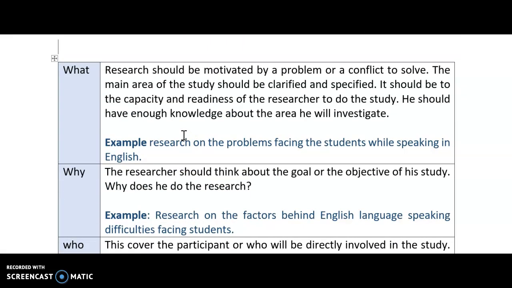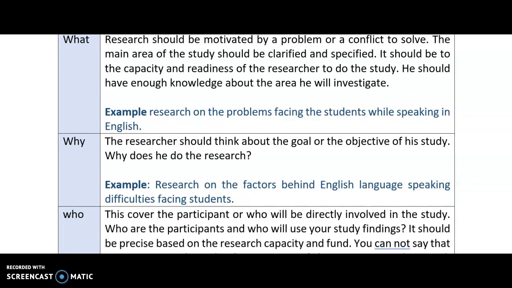Now these 5 WH questions start, for example, with what. A question like what helps you to decide about the exact area of your problem. What is it that you're trying to investigate? Okay, what is the main topic? For example, research on problems facing students while speaking in English. So we are talking about speaking English, and we are only analyzing the problem, as this is one example.